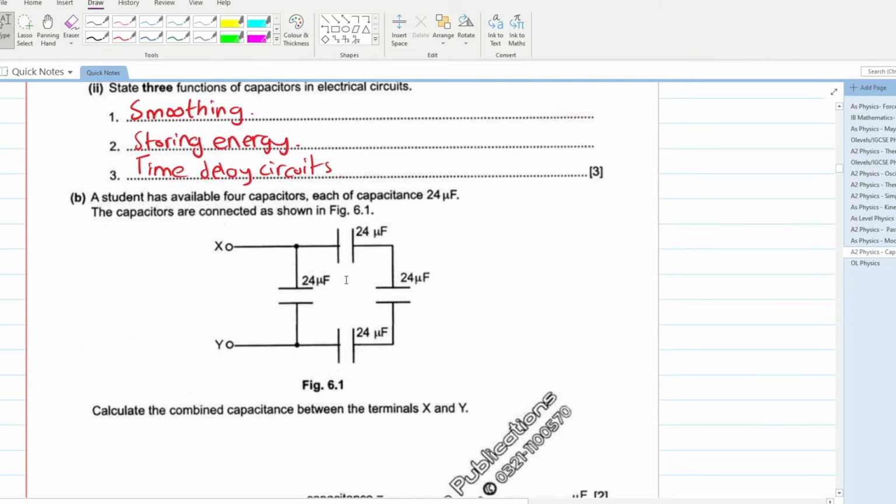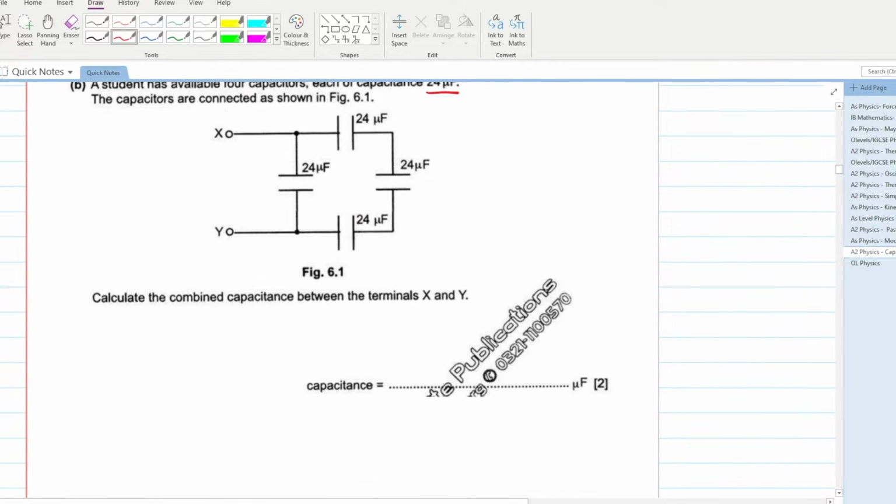A student has available 4 capacitors. Each of the capacitance is 24 microfarads. The capacitors are connected as shown in figure 6.1. Calculate the combined capacitance. यार, इन सबकी combined capacitance निकालनी है. How will you calculate that? If you look closely, ये वाला capacitor, like let me highlight it. This yellow highlighted capacitor, this yellow highlighted capacitor, and this yellow highlighted capacitor, all of them are in series.